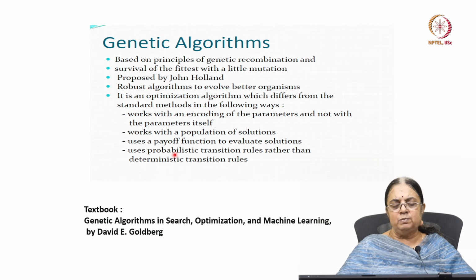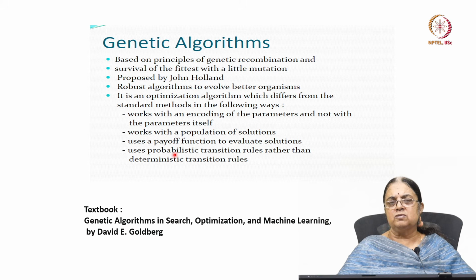So this basically means that every time you run the algorithm, you will find that you are going to get different results, not exactly the same result. That's what we mean by probabilistic transition rules. Okay, so when you use a probabilistic transition, you find that you don't get the same strings every time you run your algorithm.